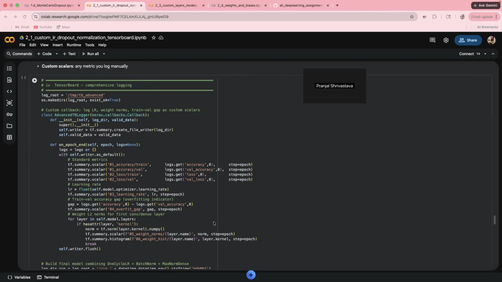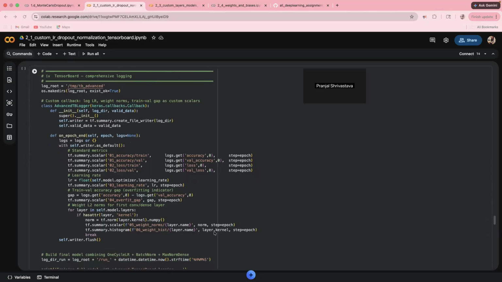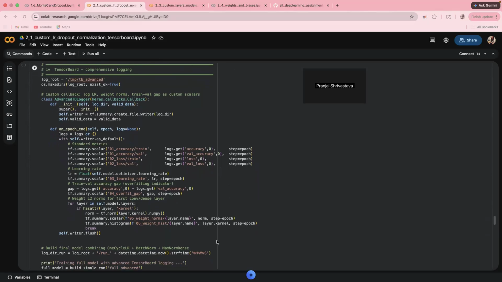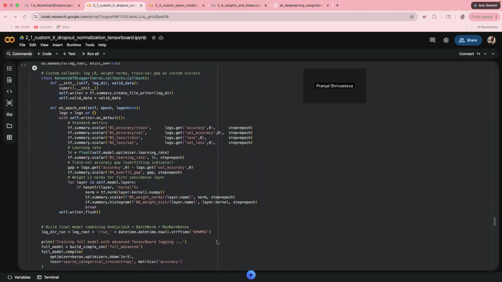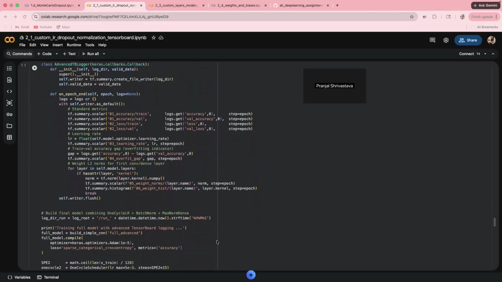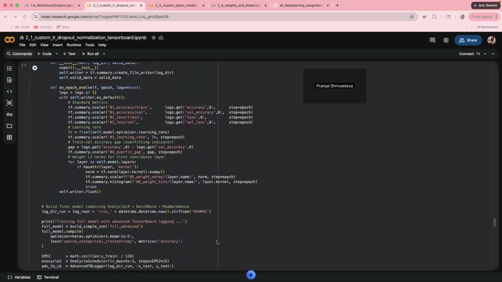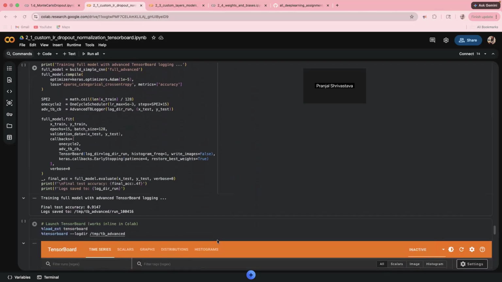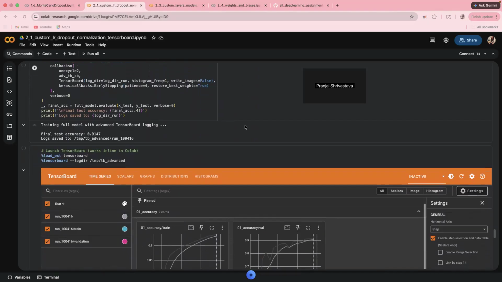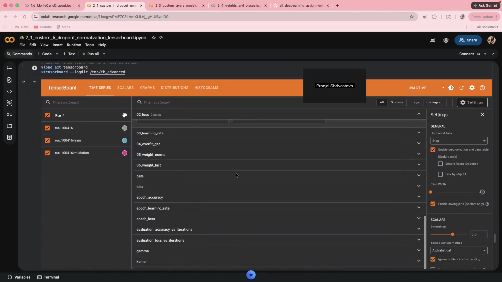On each epoch, it logs the current learning rate, the L2 norm of every weight tensor across all layers, and the gap between training and validation accuracy, a direct measure of overfitting. After training, the standard %tensorboard magic launches the dashboard inline in Colab. You can see that here.